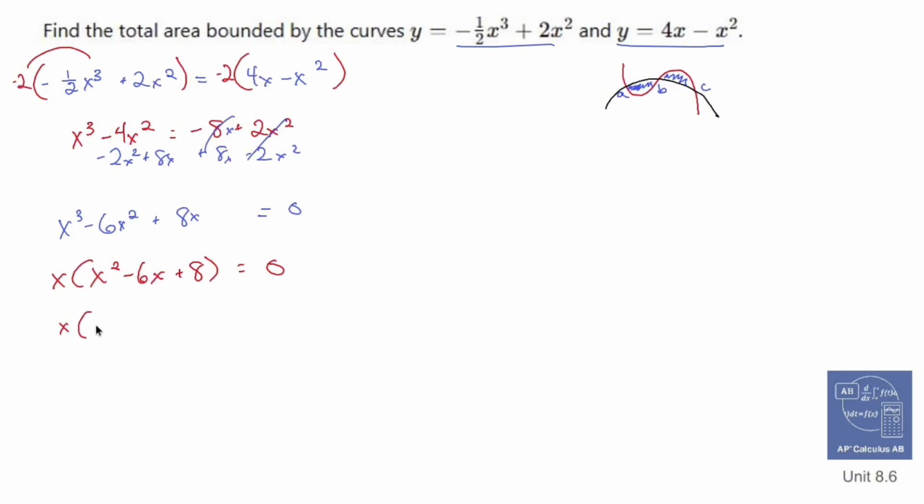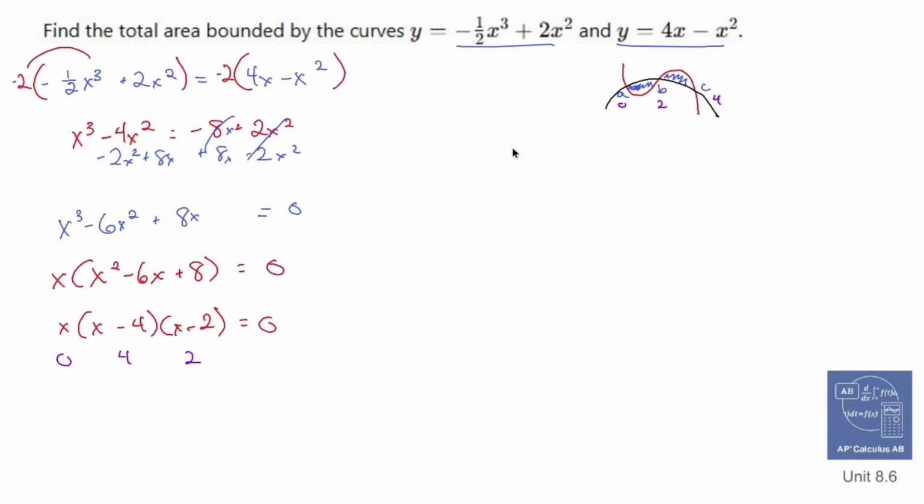That factors out to x minus 4, x minus 2. So my magic numbers, and therefore my points of intersection, are going to be 0, 4, and 2. So 0, 2, and 4 in that order.